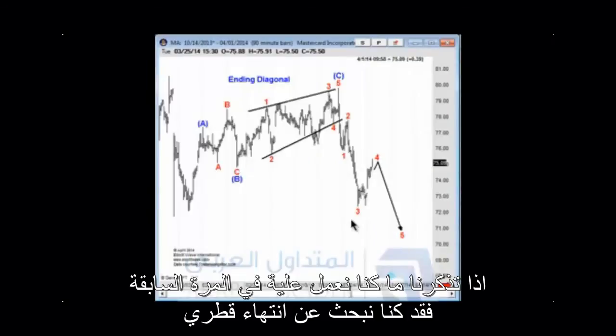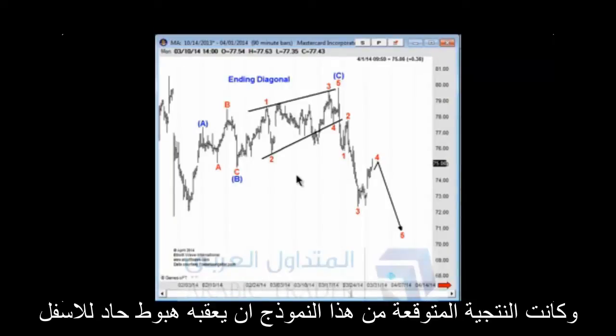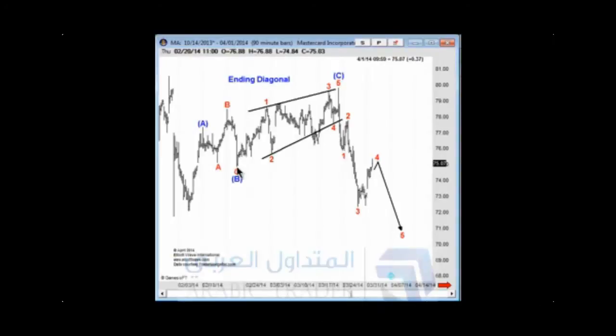Now, if you recall, we were working with this price chart last week. We were examining the ending diagonal here at MasterCard. And the actual implication of this pattern was a sharp resolution to the downside that would fall back to below the origin of the pattern. So we've actually seen that.